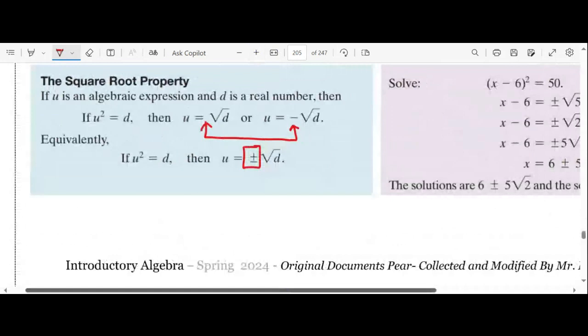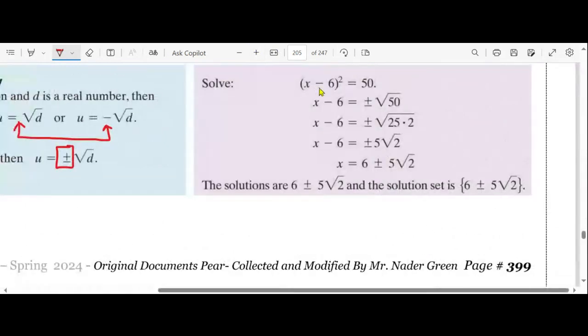Muhammad, read. (x minus 6) to the power of 2 equals 50. To get rid of the 2, what should I do? Take the square root for both sides. You get one positive and one negative. Of course, the square root of 50 is 5 square root of 2, and then you move the negative 6 to the other side, becoming positive. So that's your solution. Okay, so you have two solutions.